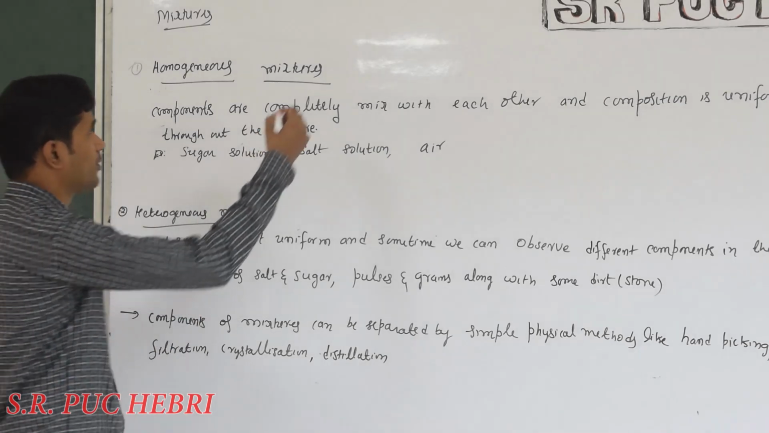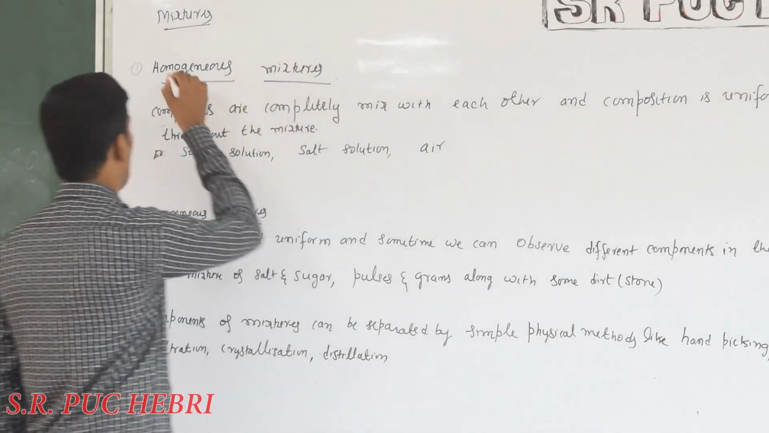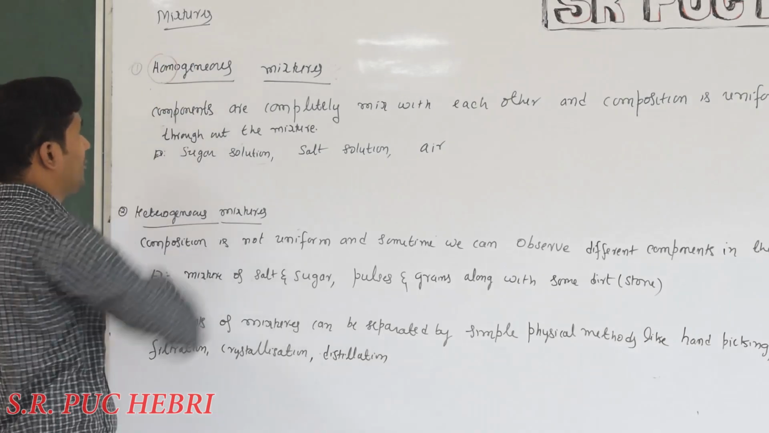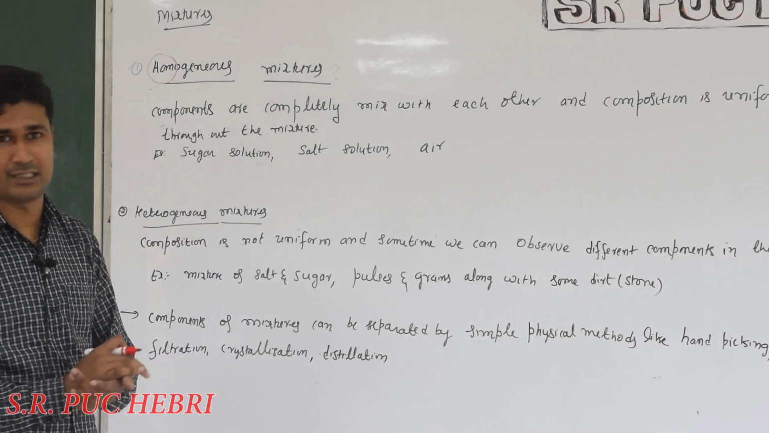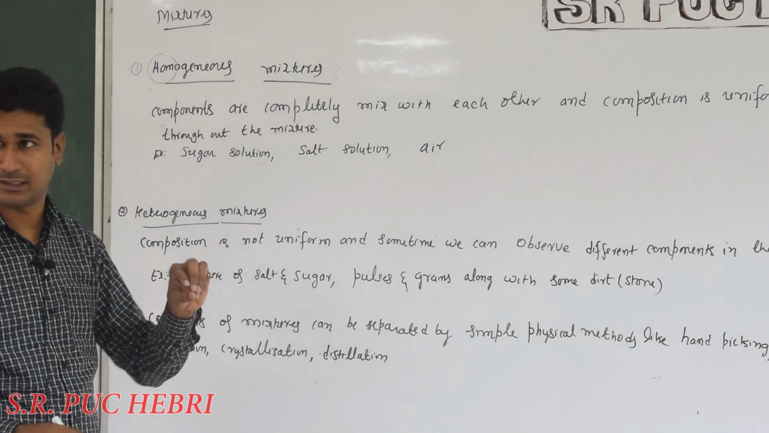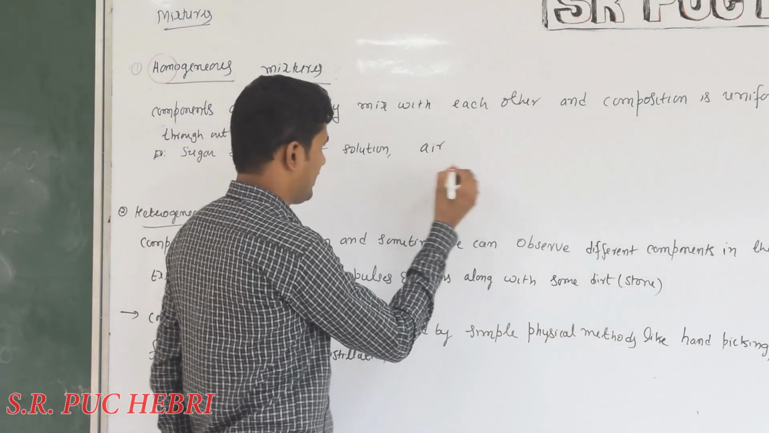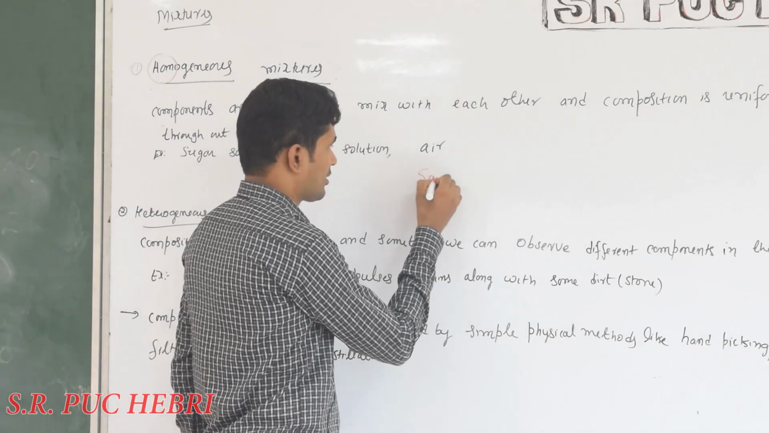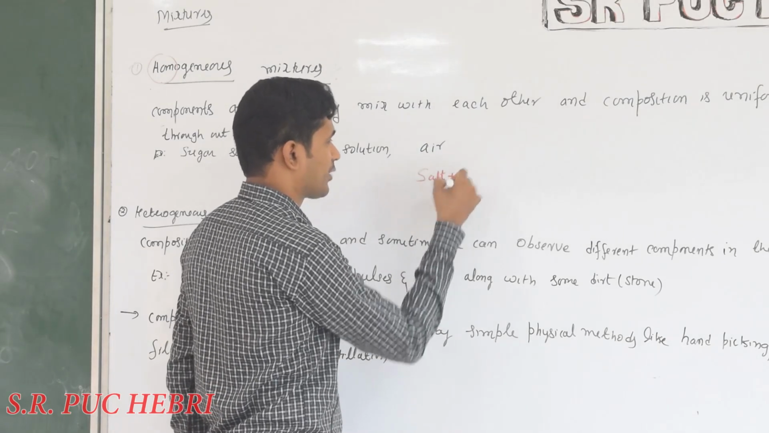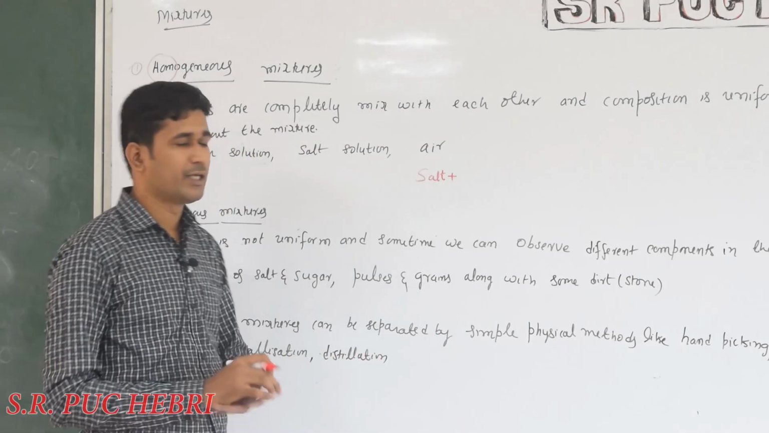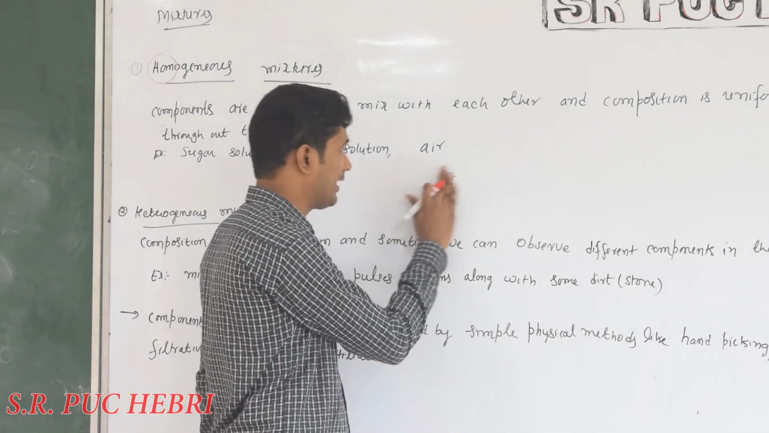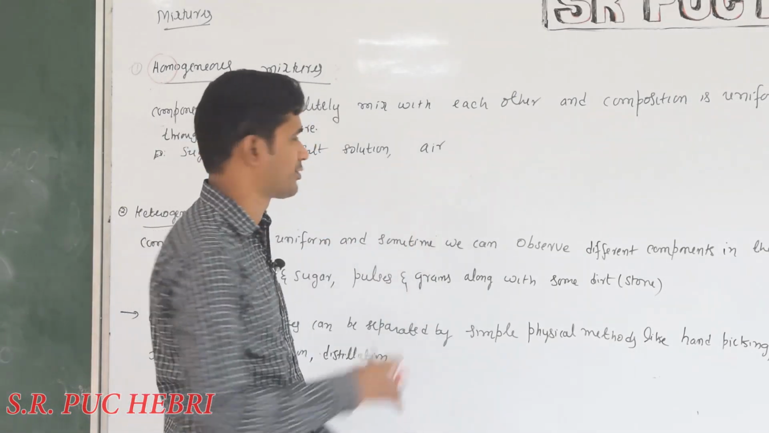The first one is homogeneous mixtures. Here, homo means same. Homogeneous mixtures have the same nature. The components present in that mixture have the same nature. I will explain with an example first. You take a solution of salt. How do you prepare a salt solution? You dissolve sodium chloride, or you can take the example of sugar solution.